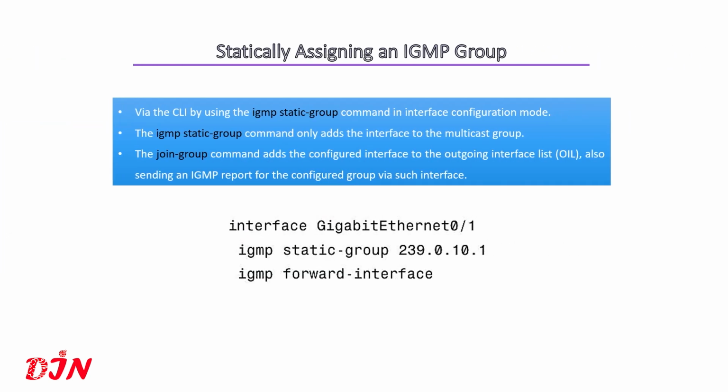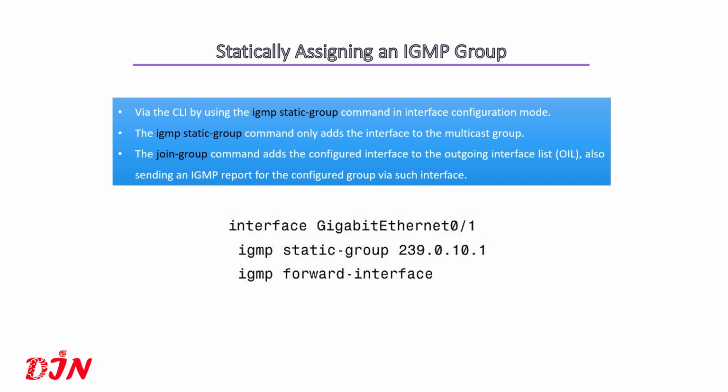Statically assigning an IGMP group. You can configure the Cisco ASA to statically join a specific multicast group. You can also accomplish this via the CLI by using the igmp static-group command in interface configuration mode. An example shows how to statically assign an IGMP group in the Cisco ASA. The statically configured group in interface GigabitEthernet 0/1.